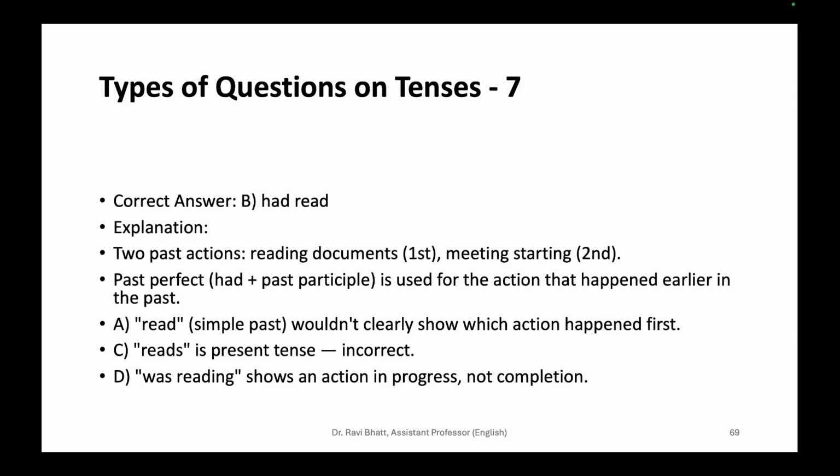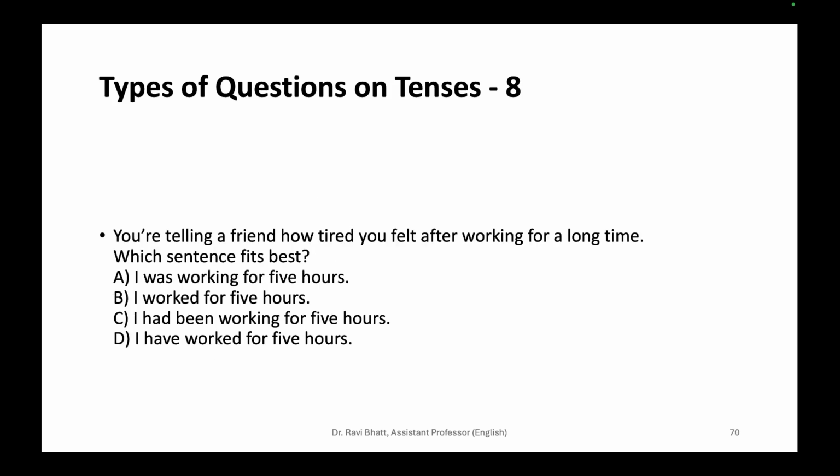Now, next question. You're telling a friend how tired you felt after working for a long time. Which sentence fits best? A, I was working for 5 hours. B, I worked for 5 hours. C, I had been working for 5 hours. And D, I have worked for 5 hours.